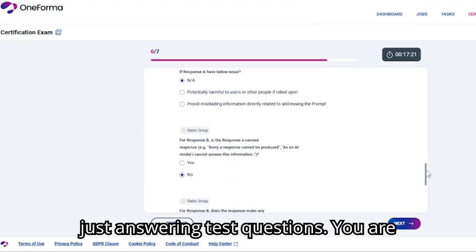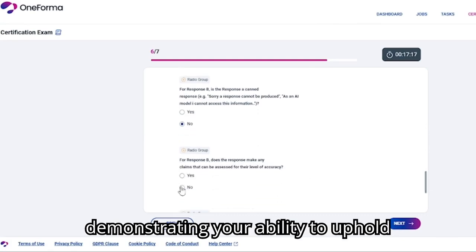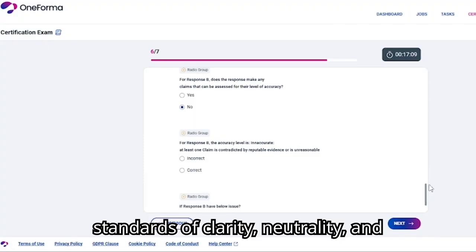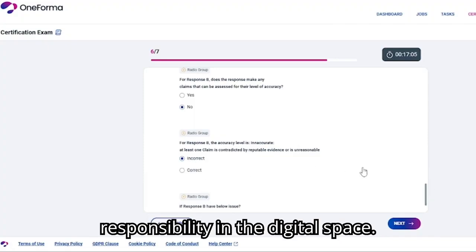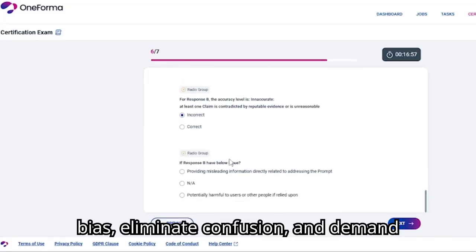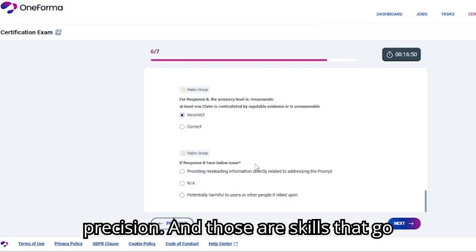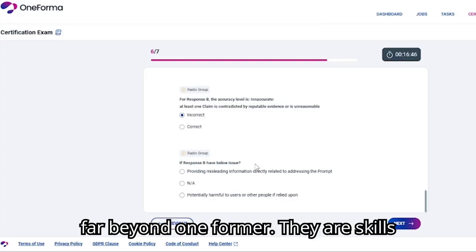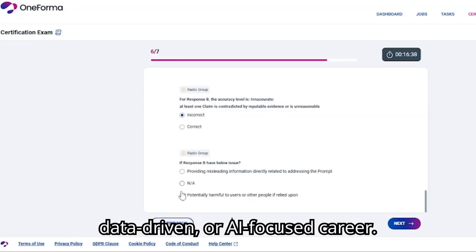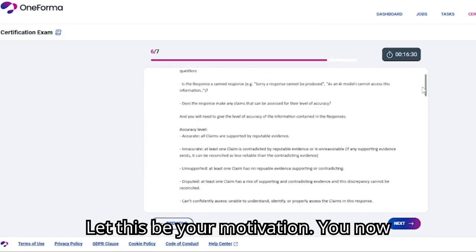So, as you prepare to take the Karl L3 certification, remember this: you are not just answering test questions. You are demonstrating your ability to uphold standards of clarity, neutrality, and responsibility in the digital space. You are showing that you can filter out bias, eliminate confusion, and demand precision. And those are skills that go far beyond Oneforma. They are skills that are valuable in any digital, data-driven, or AI-focused career. Let this be your motivation.